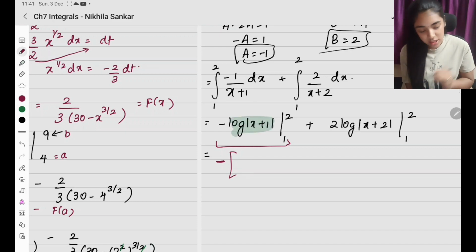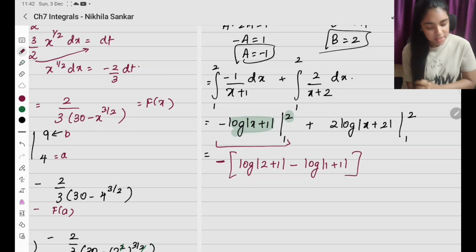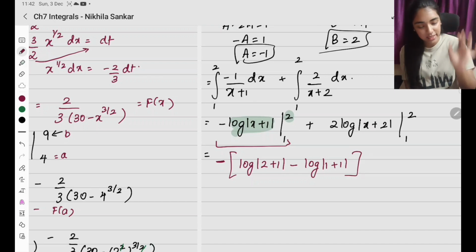So I'm going to write log of upper limit. First, I'm going to substitute the upper limit. When I substitute the upper limit, what do I have? Log of 2 plus 1, upper limit minus lower limit. Log mod 1 plus 1. So this is my first function. I have taken the minus outside for simplicity.